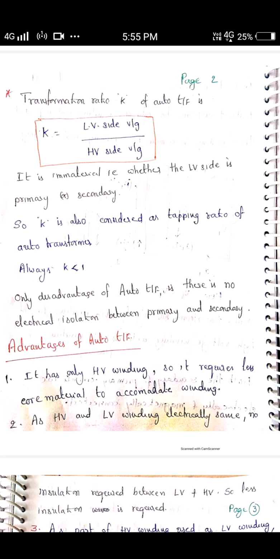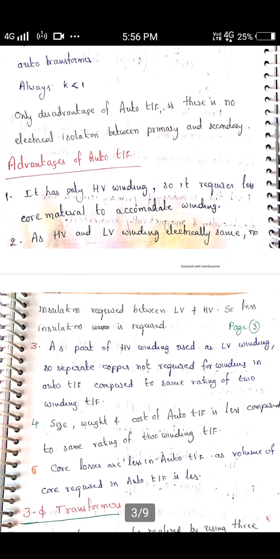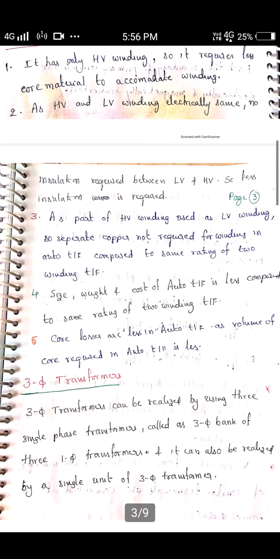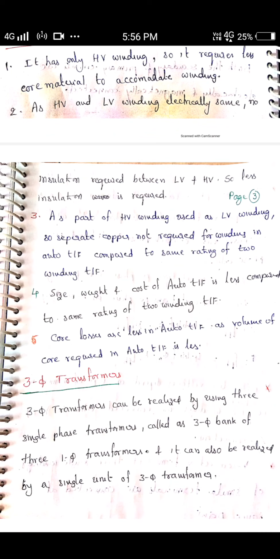The advantages of auto transformers are it has only one winding, hence we can say it requires less core material to accommodate winding. As LV and HV winding are electrically the same, no insulation is required between low voltage and high voltage winding terminals. So less insulation is required. As part of HV winding is used as LV winding, separate copper is not required for windings in auto transformer compared to the same rating of two winding transformer.